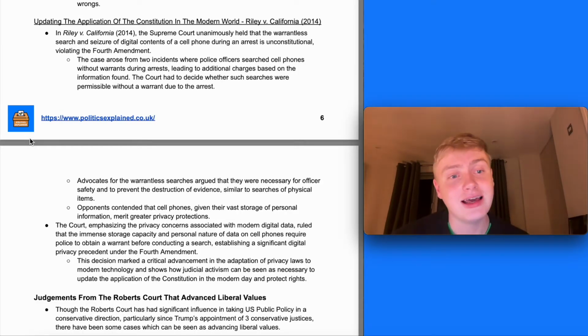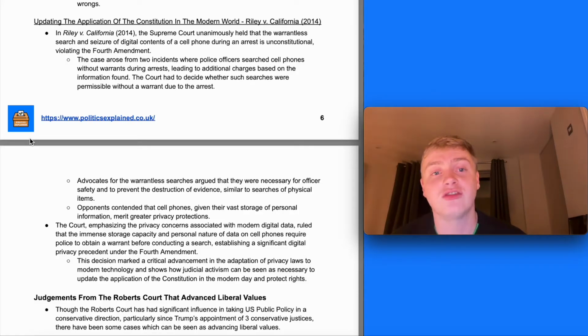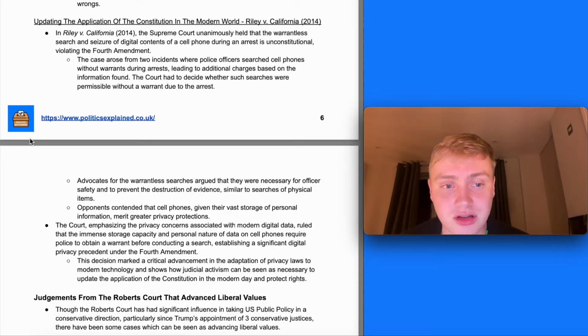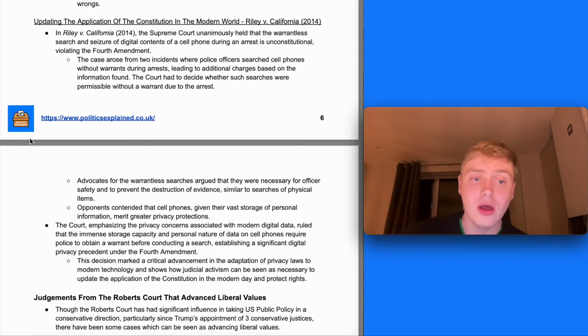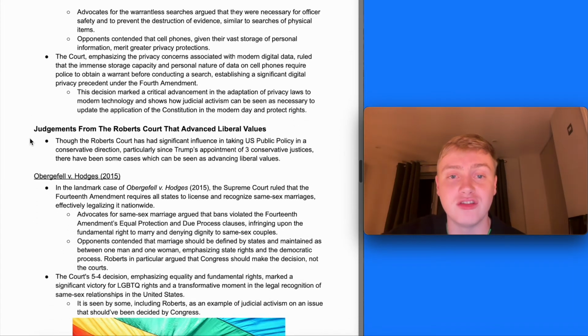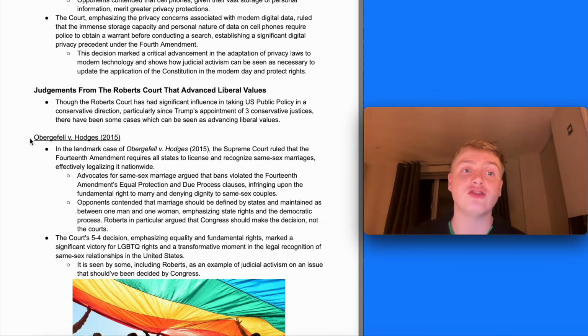Advocates for warrantless searches of cell phones argued that they were necessary for officer safety and to prevent the destruction of evidence, similar to searches of physical items. But opponents argued that cell phones, given their vast storage of personal information, merit greater privacy protections. And the court, emphasising the privacy concerns with modern digital data, ruled that the immense storage capacity and personal nature of data on cell phones required the police to obtain a warrant before a search. This decision marked a critical advancement in the adaptation of privacy laws to modern technology.